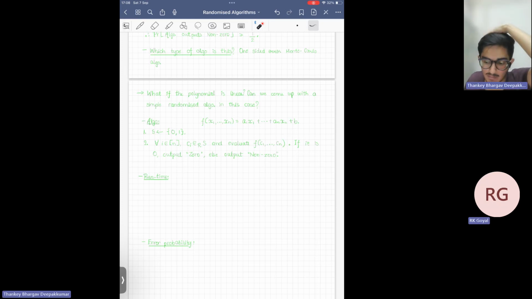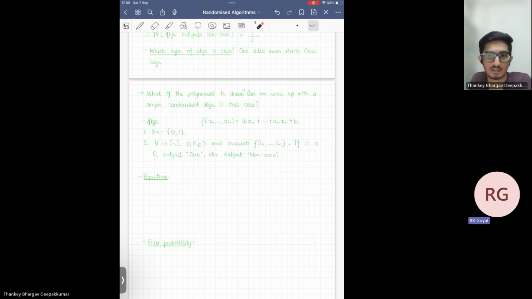And where am I plugging in C1 to Cn in this formula? Actually, forget about S. Let's say I have some Ci, C1 to Cn. Now, in this formula, where would C1 to Cn go? When I write f of C1 to Cn, where do they appear? It would be A1 C1 plus A2 C2 and so on till An Cn, plus B.